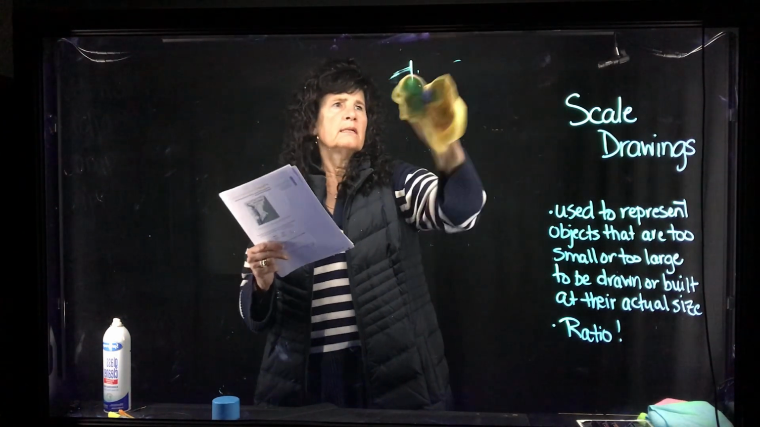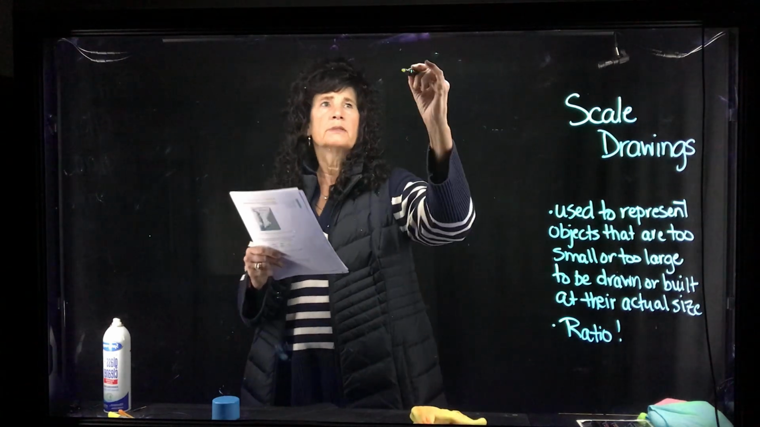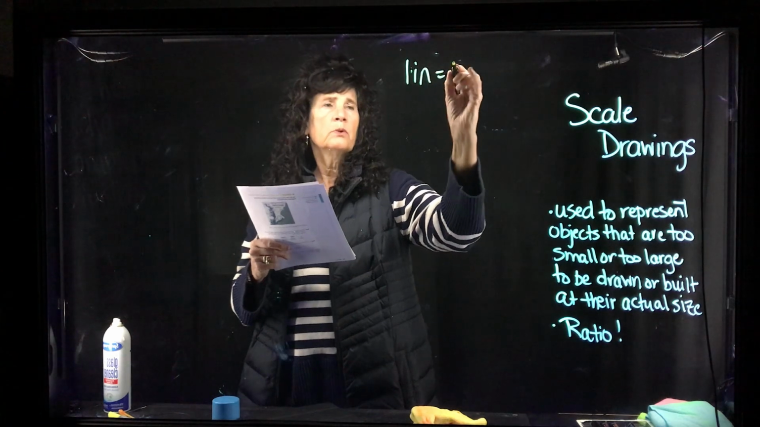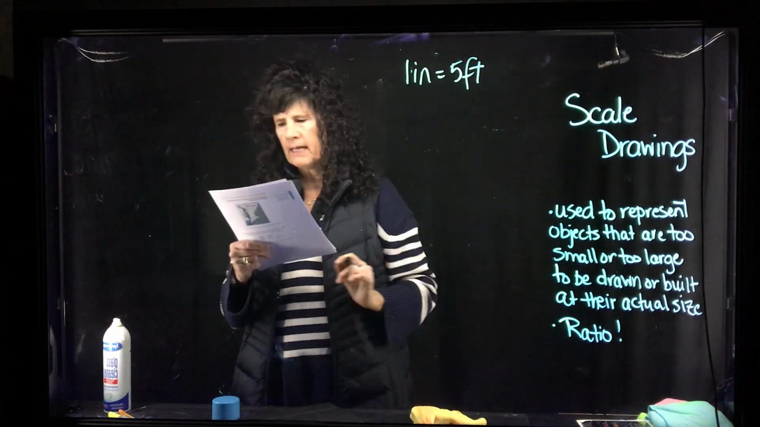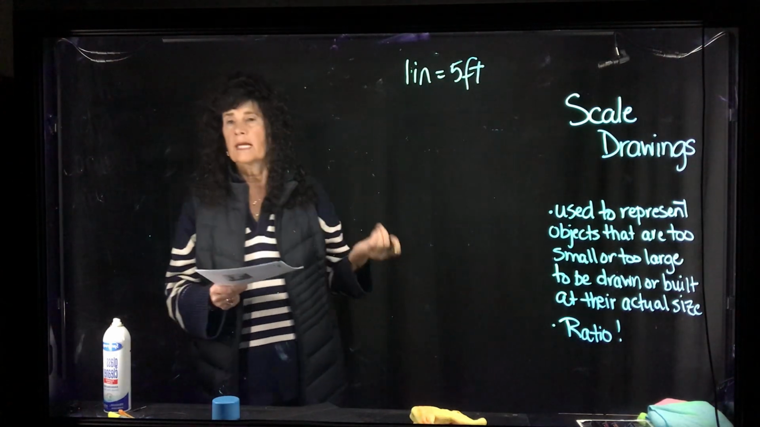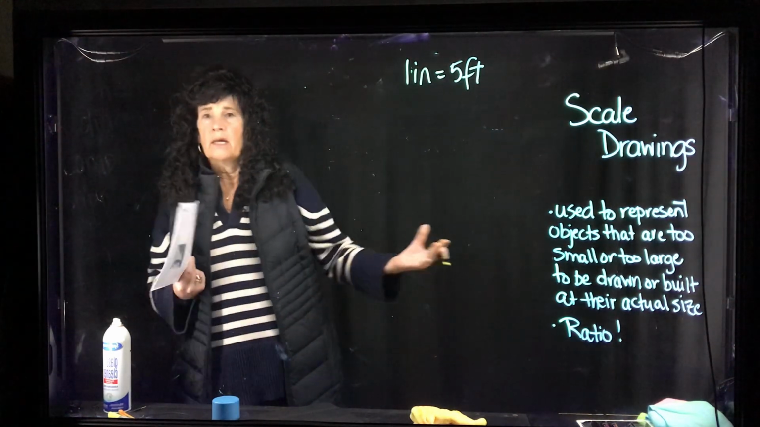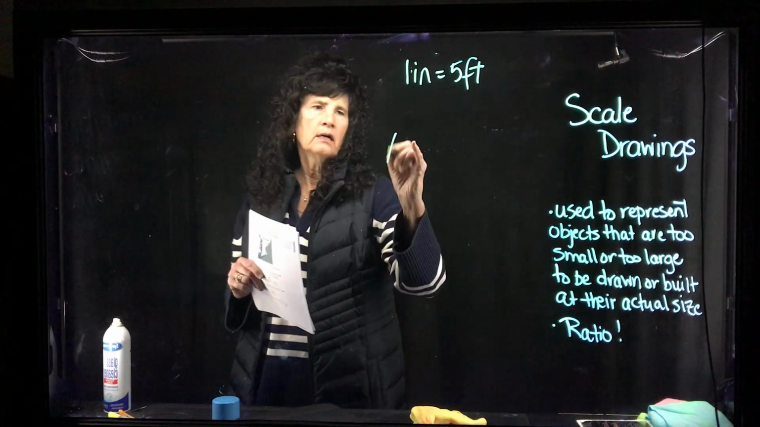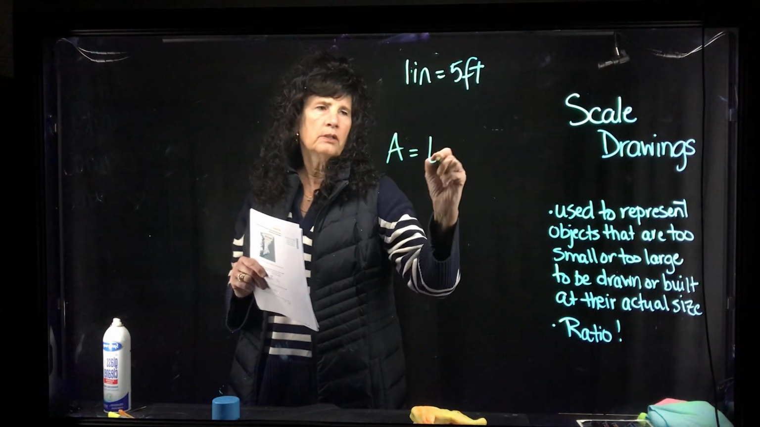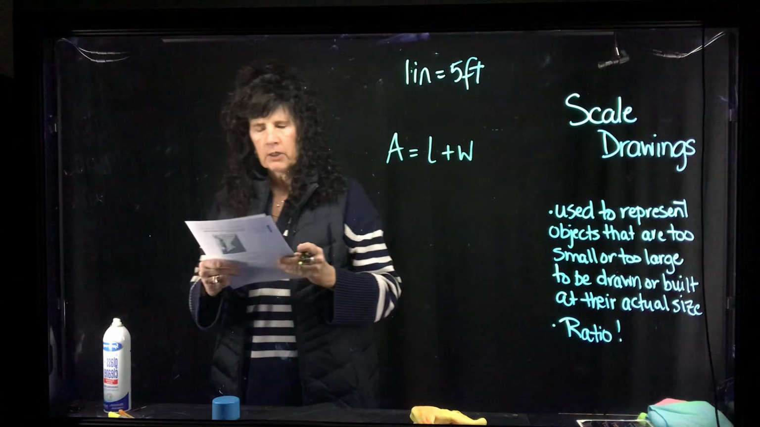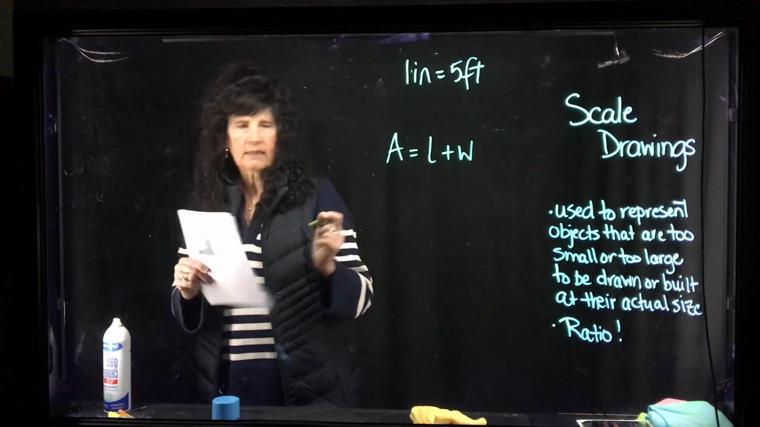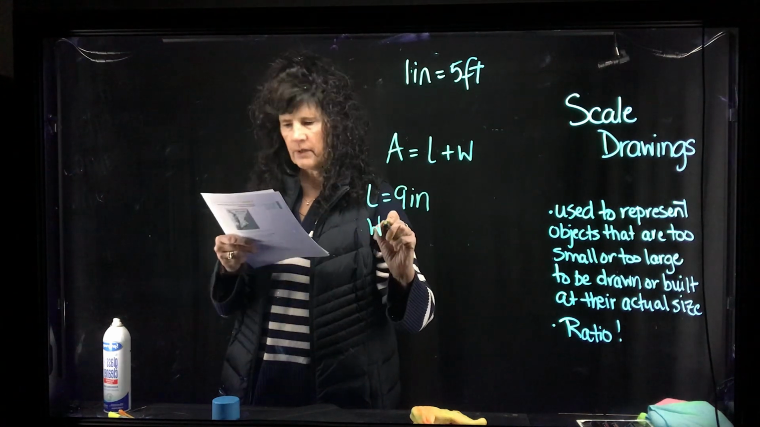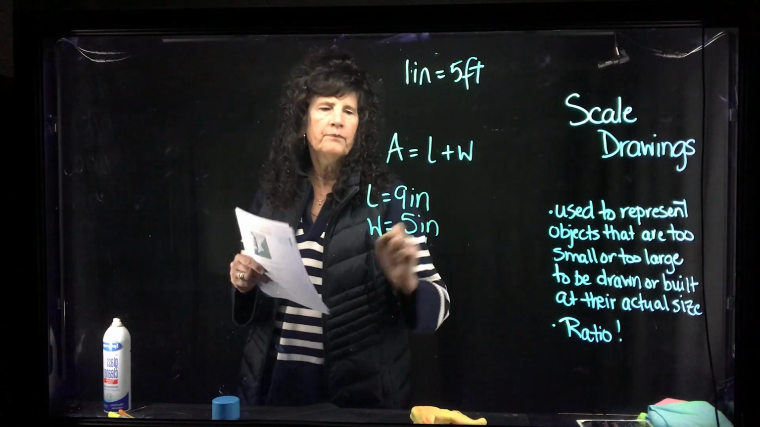So it's always a good idea to put your ratio someplace where you're working on the problem. So 1 inch is equal to 5 feet, okay? And it says what's the actual area of the kitchen? So what's the true area of the real kitchen? So if we look here, we know that the area of a rectangle is equal to the length times the width. So on our drawing, the length is 9 inches and the width is equal to 5 inches, okay?